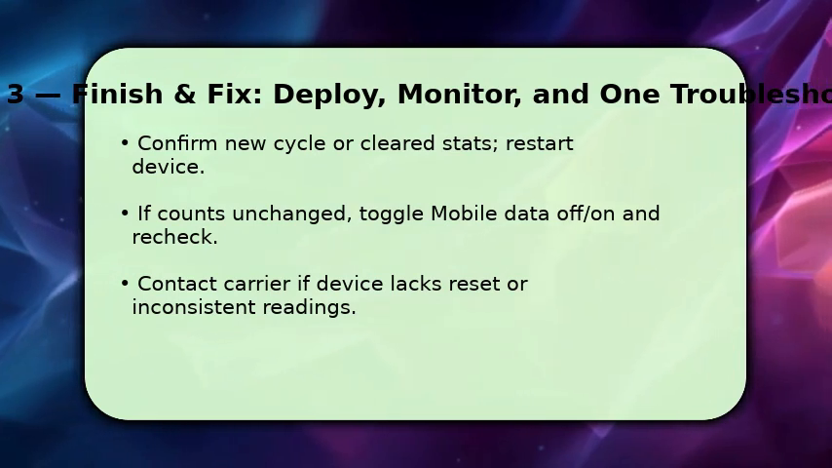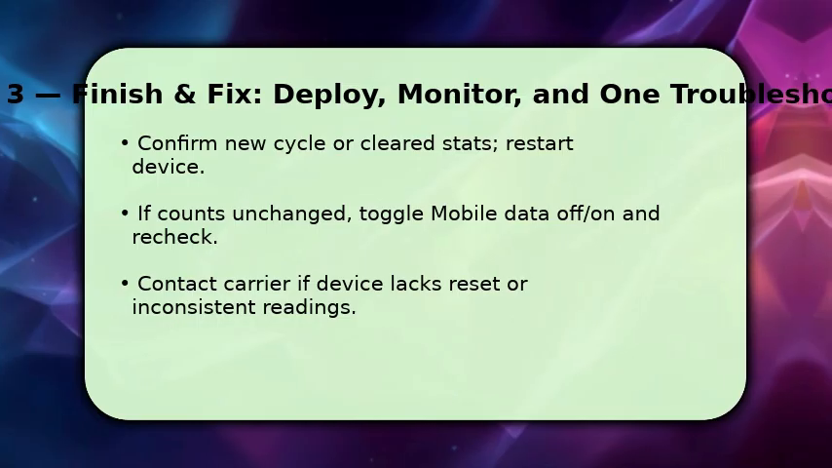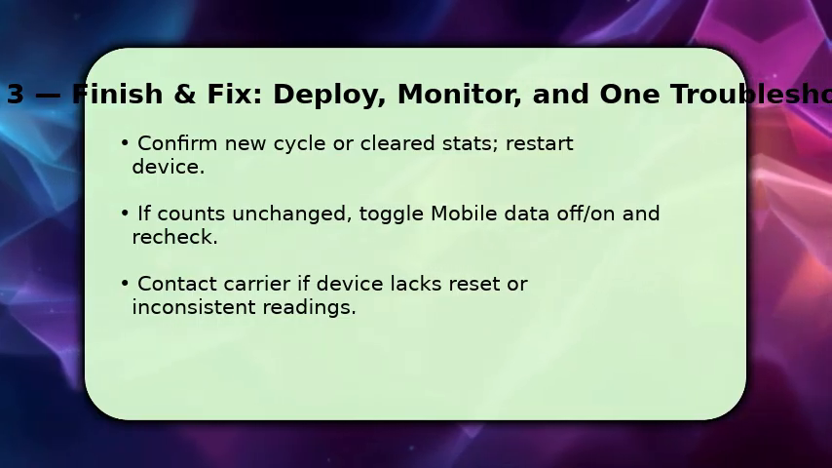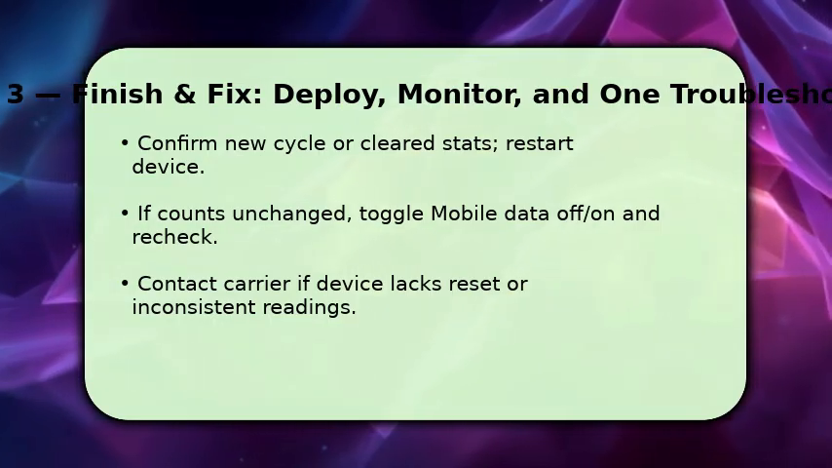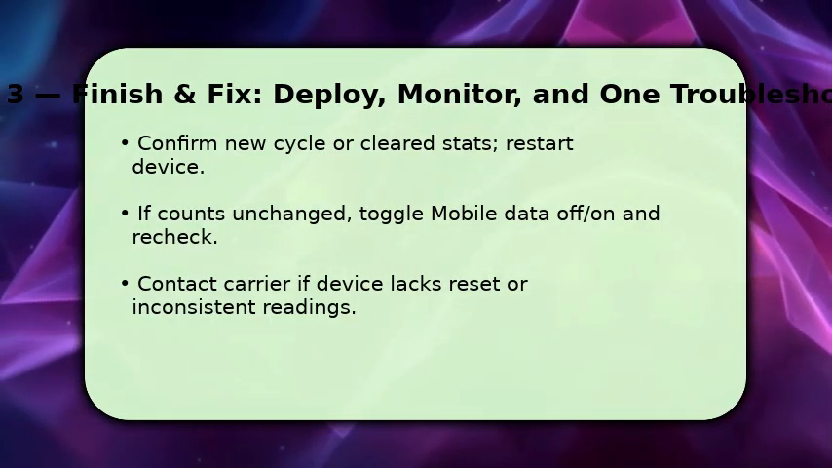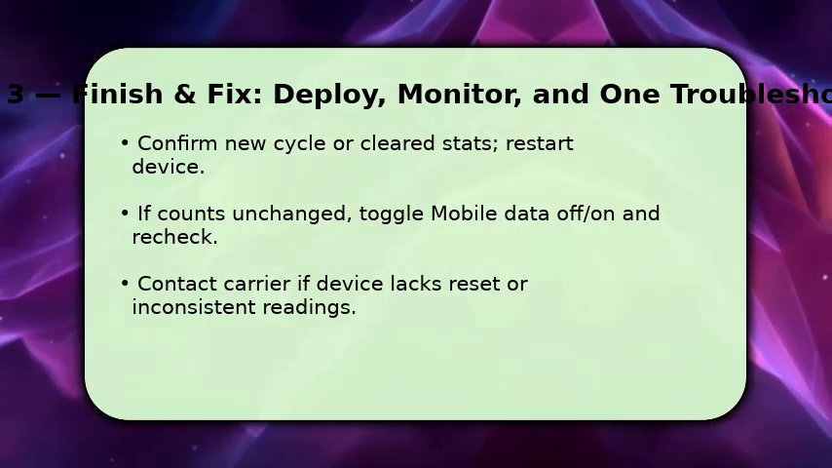apply changes. Once done, reopen data usage and verify the totals reset. If counts remain unchanged, toggle mobile data off and on or reboot again and recheck. If your Samsung still cannot reset usage or shows inconsistent readings, contact your carrier. They may manage billing counters server.